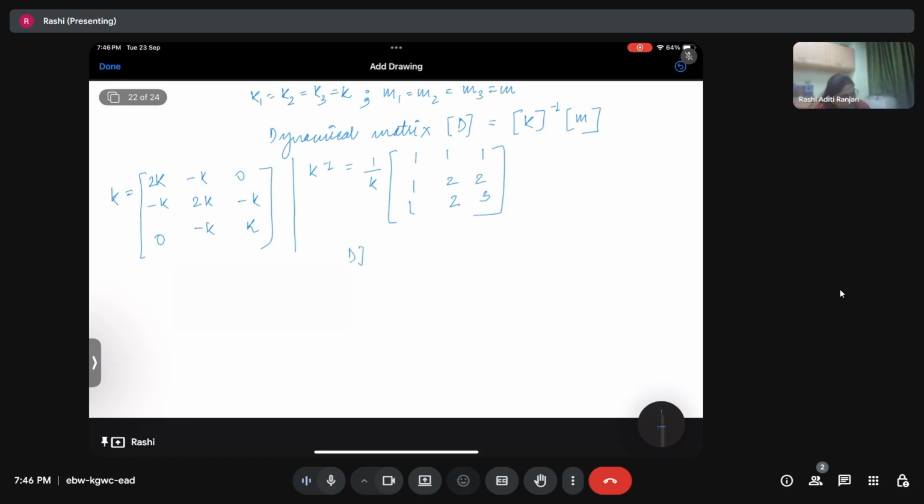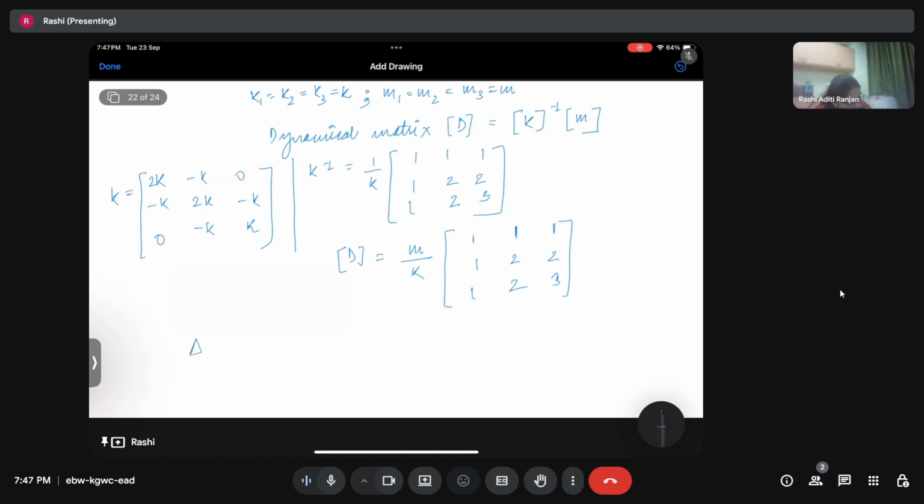And D is nothing but K inverse into M. When we do the matrix multiplication, we are going to get [1, 1, 1; 1, 2, 2; 1, 2, 3], because the M matrix is nothing but M multiplied with an identity matrix. So any matrix multiplied with the identity matrix is going to give us the matrix itself.